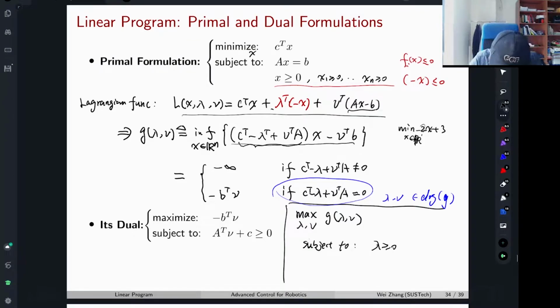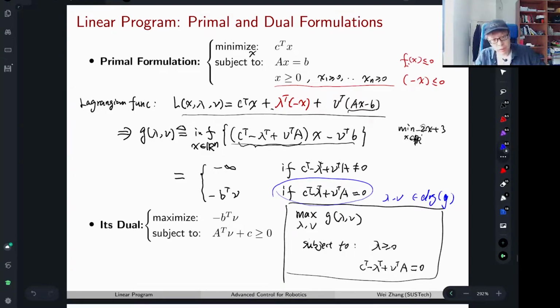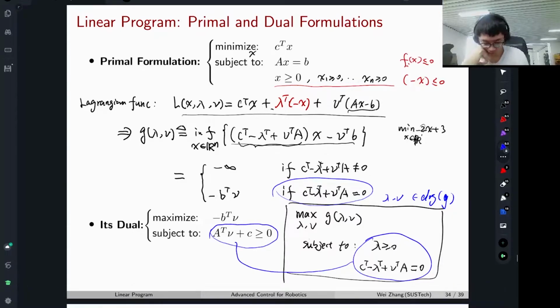So this will be C transpose minus lambda transpose plus nu transpose A equal to 0. That will be my formulation of the dual optimization problem. It is clearly my cost function subject to these constraints. I'm not sure whether you can see that these two constraints together tell you that it will be maximized.